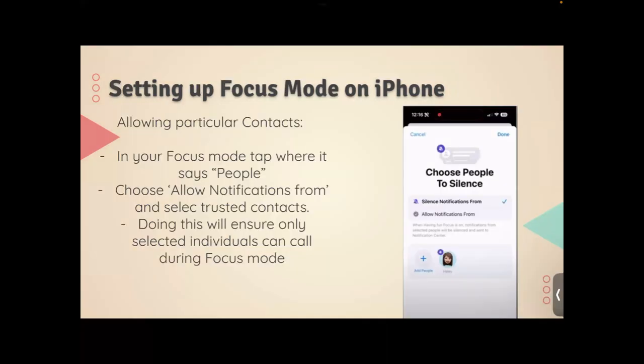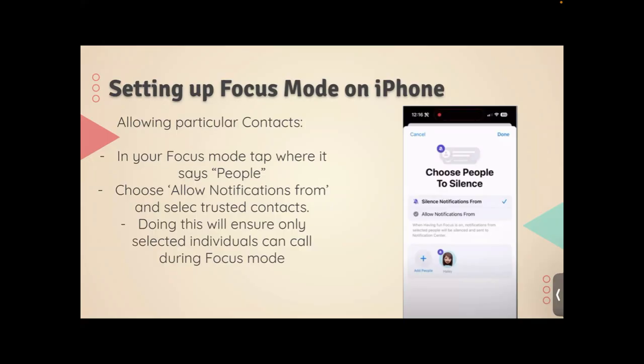So, setting up focus mode on iPhone, allowing particular contacts. Once you get into focus mode, you'll get this option where it says people. Here you would choose allow notifications from and select trusted contacts. Doing this will ensure that only selected individuals can call during focus mode.